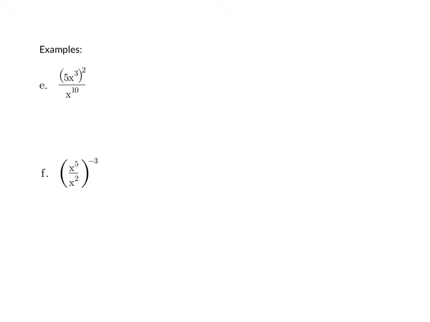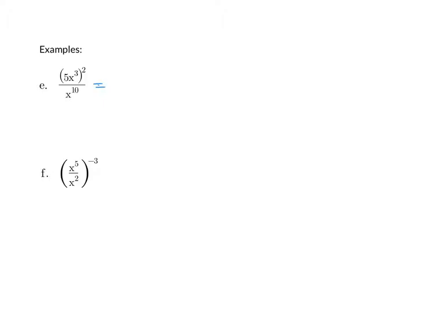So let's look at some that are just a little bit more complicated. So if we look at example E, the first thing that I want to do is get rid of the parentheses. Note that I just have 5x cubed inside parentheses being squared. The square is not applying to the whole fraction. So the first thing that I need to do is get rid of my parentheses. I want to distribute the 2.